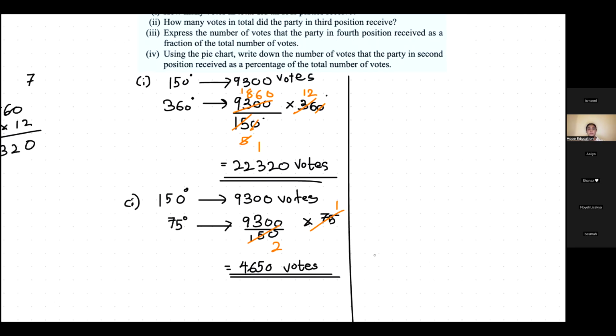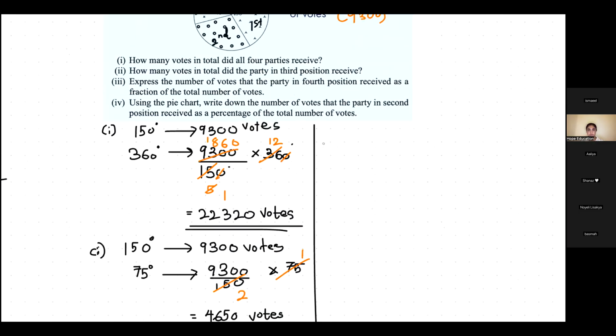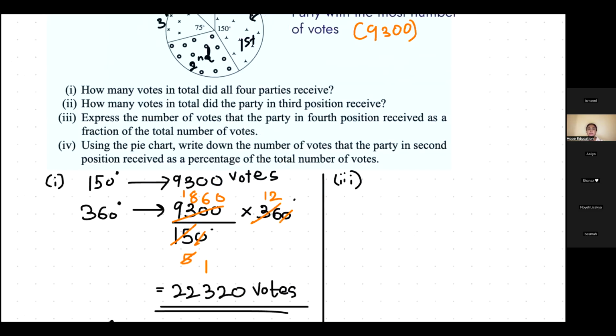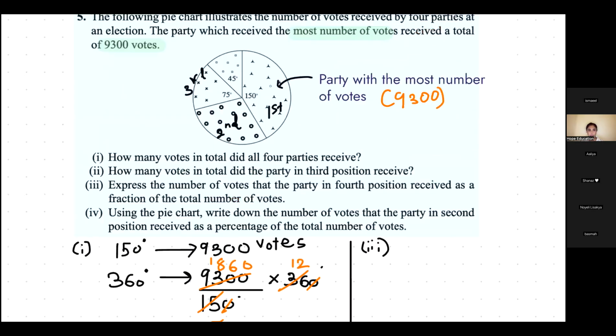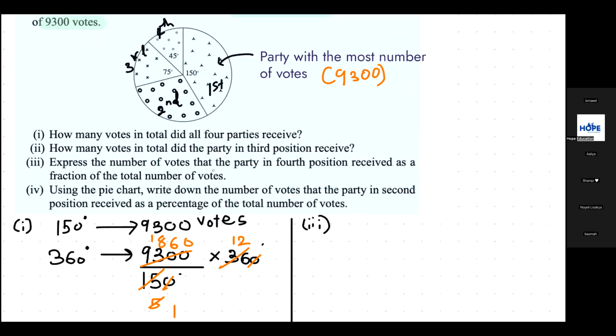Then Roman number 3. I'll do it on my side again, otherwise going down it's difficult to have everything on one screen, so I'll do it here. Express the number of votes that the party in the fourth position, which is 45 degrees, received as a fraction of the total number of votes. So we have to express this as a fraction.